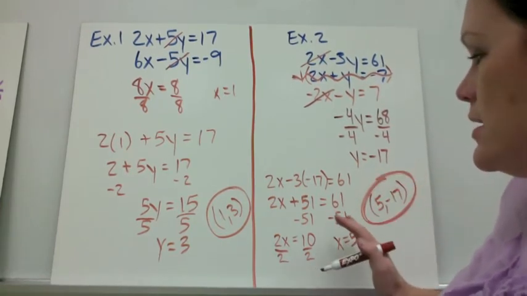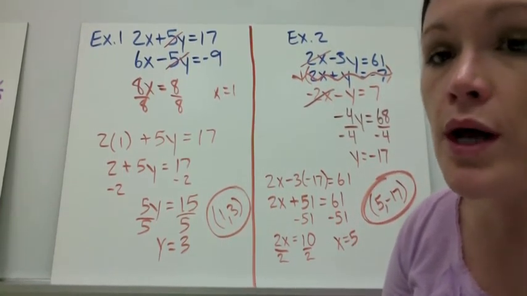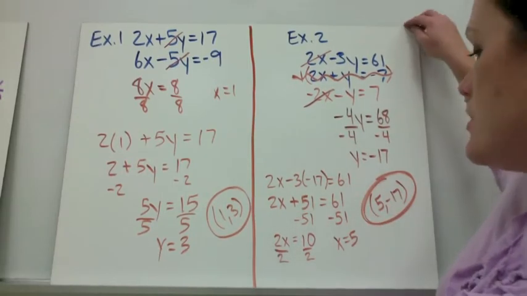So these would be intersecting, and so would that one, because they each have 1 point in common. Let's look at another one.